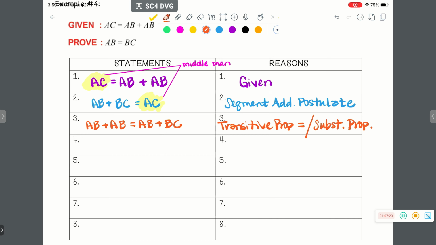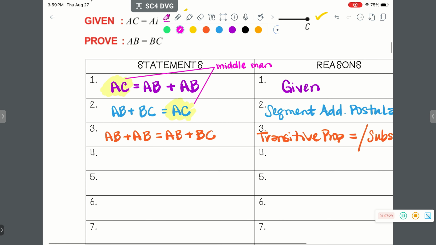All right. And then, of course, I'm hoping, it sounds like most of you guys are seeing where this is going. Notice we're trying to get AB equals BC. So what am I trying to get rid of? I need to get rid of these ABs. But luckily, there's one on each side. So I can subtract them away.